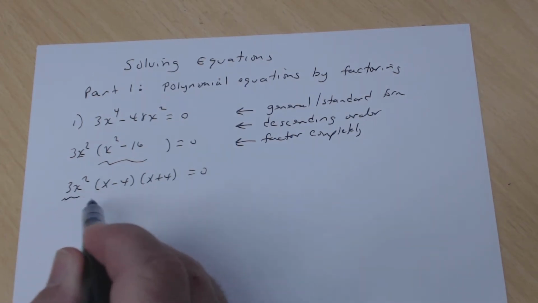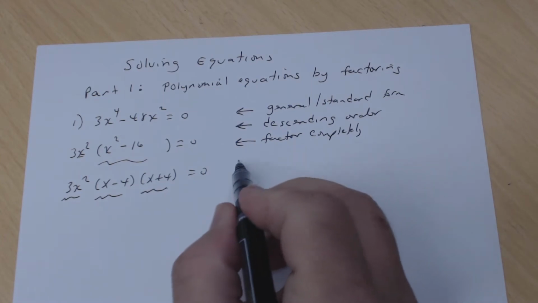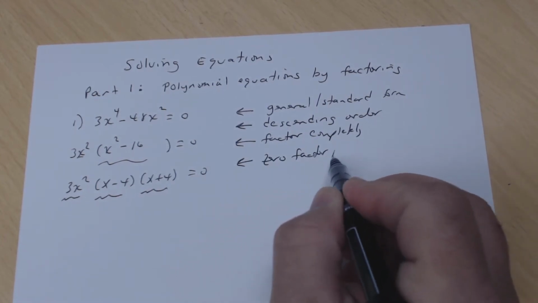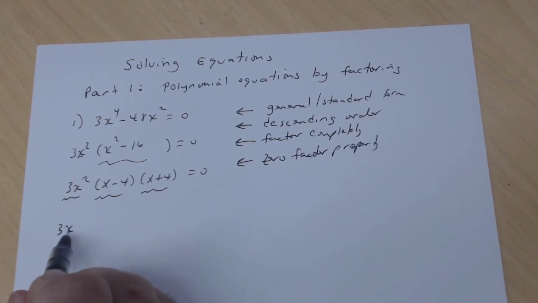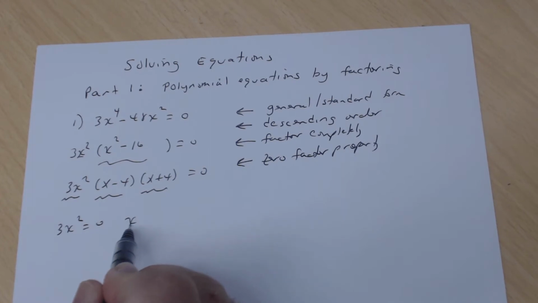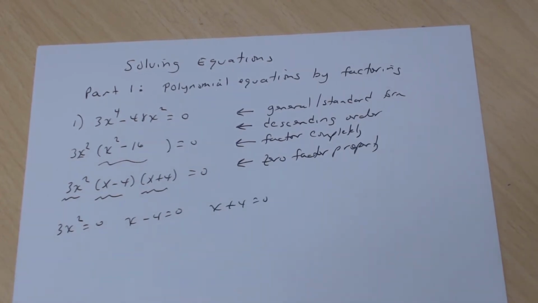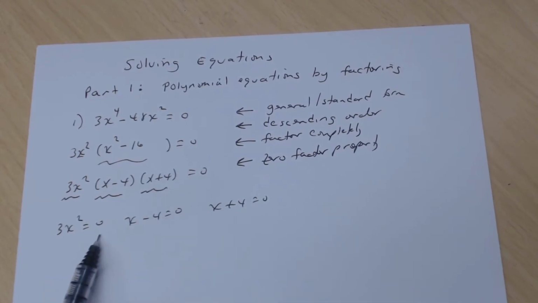So I'm going to set this equal to 0, this equal to 0, and this equal to 0. So that's where we're using the 0 factor property. So I set each factor equal to 0. So I get 3x squared equals 0, x minus 4 equals 0, and x plus 4 equals 0. So I set these 3 factors equal to 0.